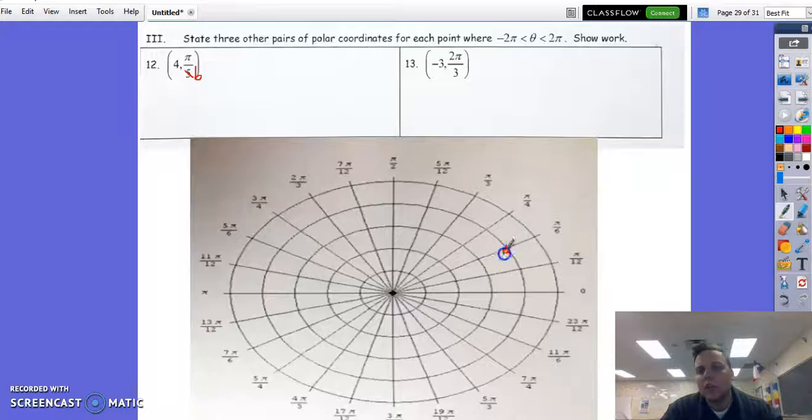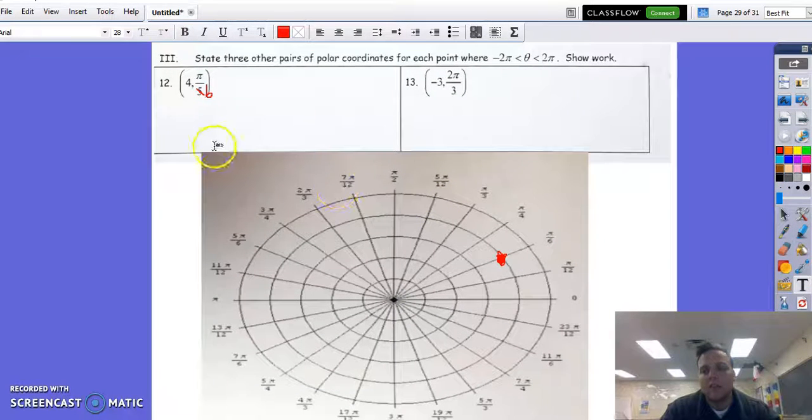Okay, this circle is not given to y'all on the paper. I put this circle on here. You're more than welcome to use the circle I gave you the other day, or just use the one that's used for degrees and think about where they would fall for radians. So 4 comma pi over 6 falls right here. We need to find 3 other points. Well, I'll give you a hint.